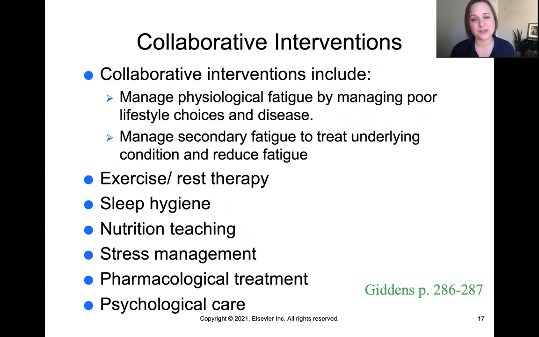So that may not be the answer for every patient, but it is something to consider. Are the medications that your patient is on helping them or causing adverse side effects like fatigue that we don't really want to have?